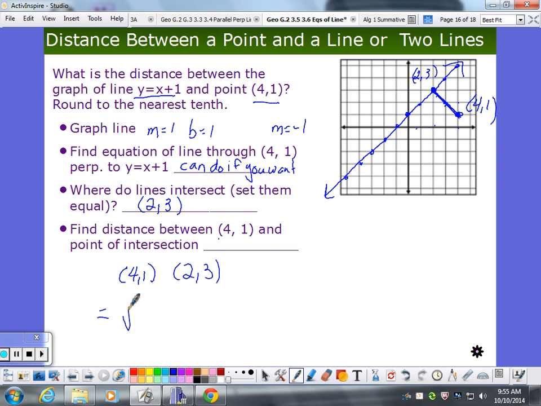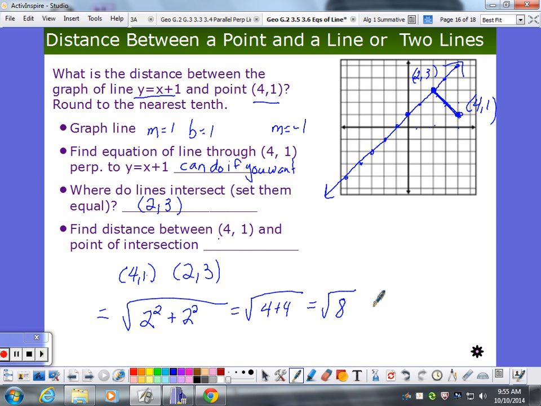So again, my distance formula, you take the square root of the distance between the x's. What's the distance between 4 and 2? Anybody? Distance between 4 and 2? Yeah, 2. And I'm going to square it. Then I'm going to add the distance between the y's. So I'm looking at 1 and 3. What's the distance between that? Also 2. I'm going to square it. So it's the square root of 4 plus 4, which is the square root of 8.